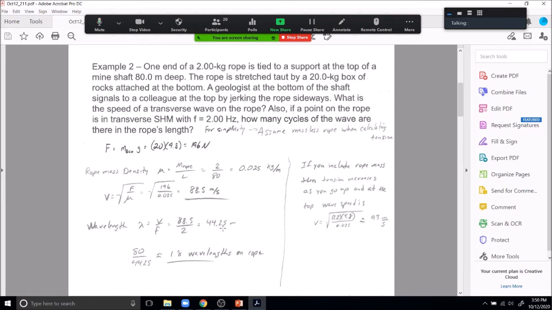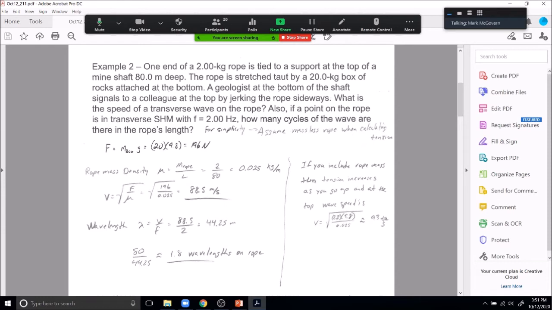Now, here's the tricky thing about this. What will actually happen if you want to solve this, knowing that the rope has mass? It's a little bit more complicated because the tension in the rope wouldn't be constant. At the bottom, the tension's 196, but at the top, it's going to be like 215 or 214 or something like that. So if you put in the full mass, the 22 times 9.8 over the mass density, that gives you a speed of 93.